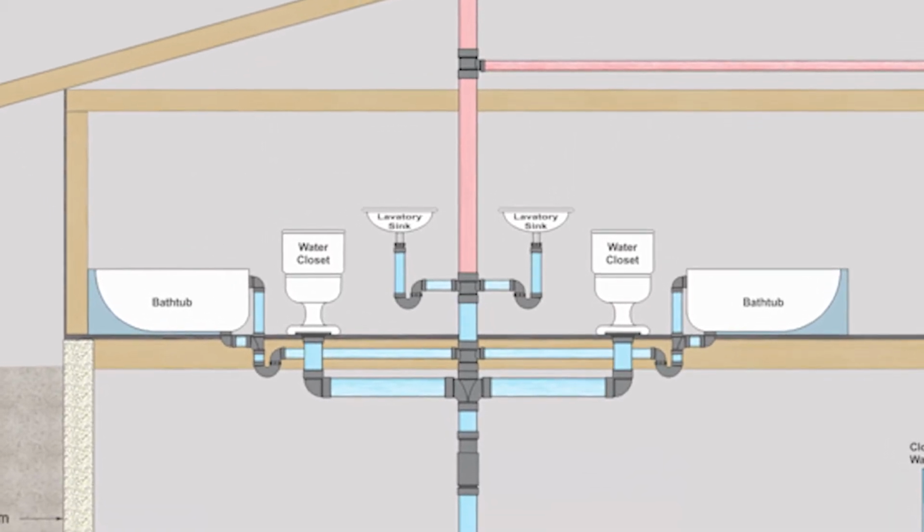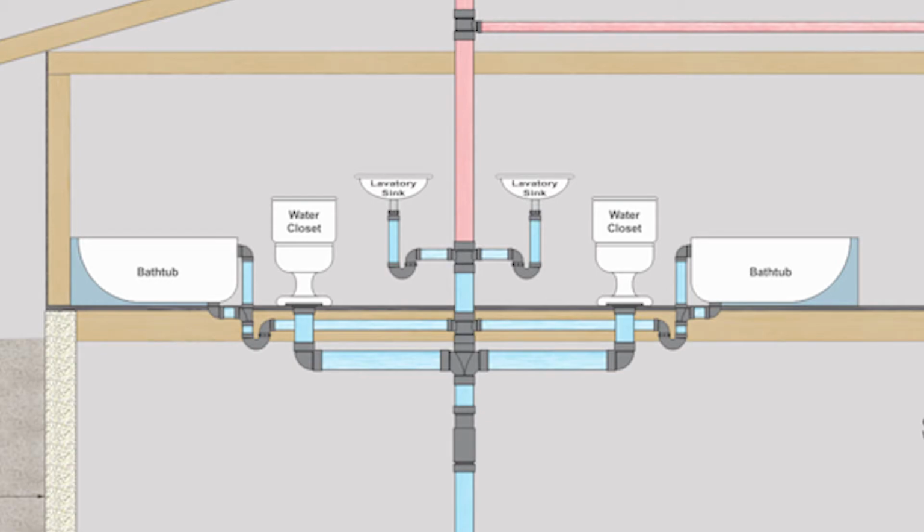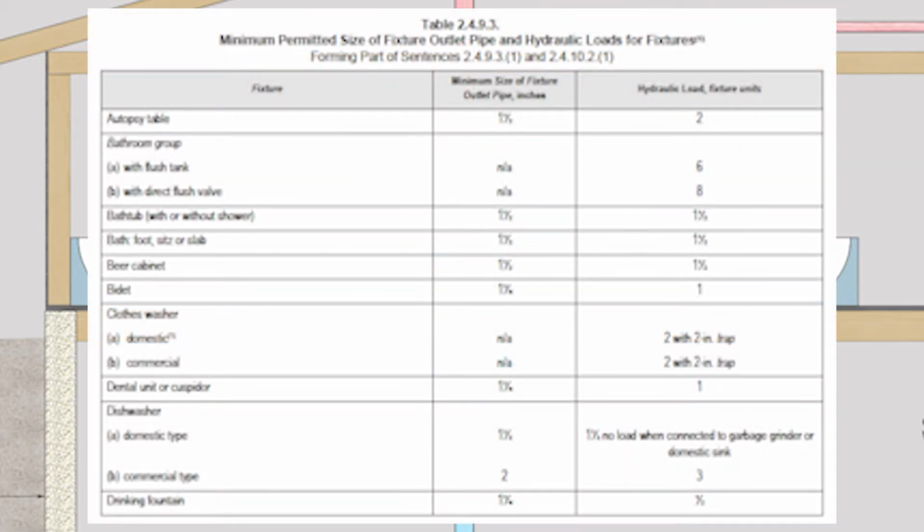Right now, let's look at all these different fixtures and find out what size of drain is coming out of them. In order to identify the size of drain that will come out of each different type of fixture, we need to reference table 2493. We're going to go through a bunch of these, but not all of them. On table 2493, we're going to notice 3 columns. On the left-hand side, we have fixture.